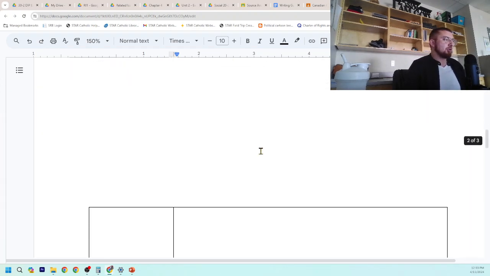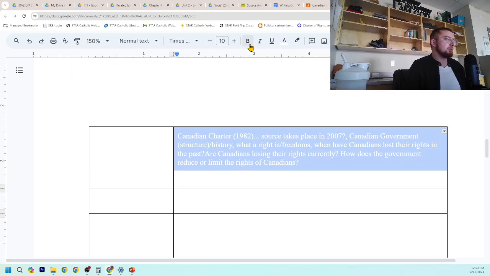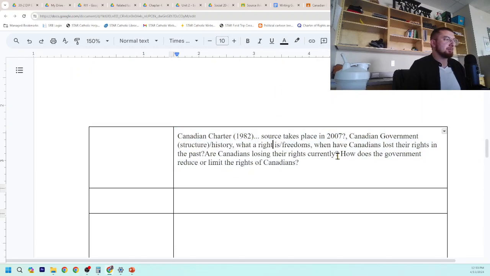Let's actually scroll down and see what did we write for the morning class? Was there anything? Okay. So with relationship to the numbers, if the Canadian Charter came out in 1982 and there's 25 at the top, we can assume that this source takes place in 2007. That could be useful to your response. You might also need to know about the Canadian government structure and the history. We already did this one.